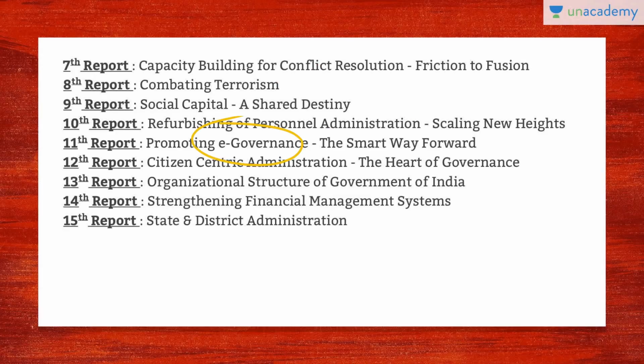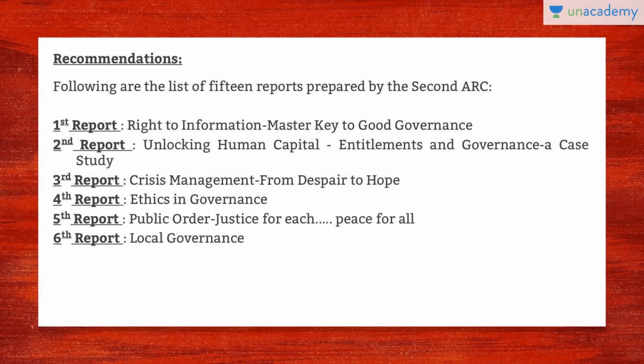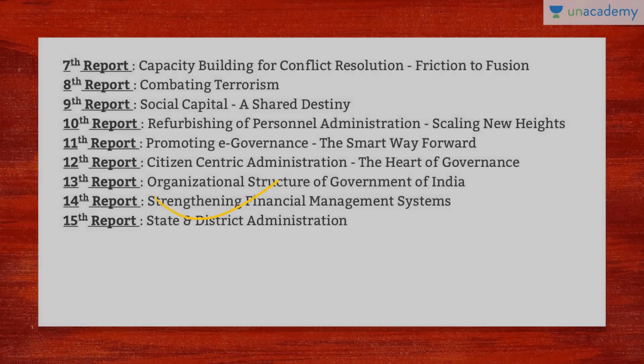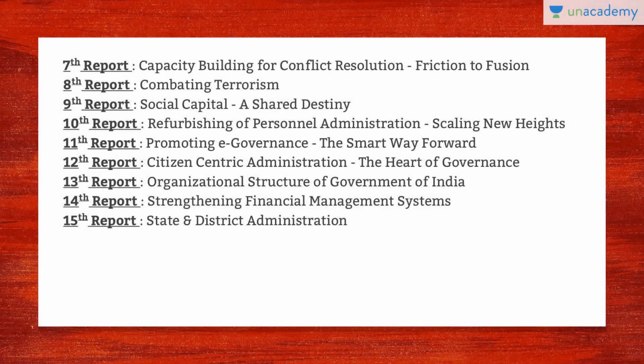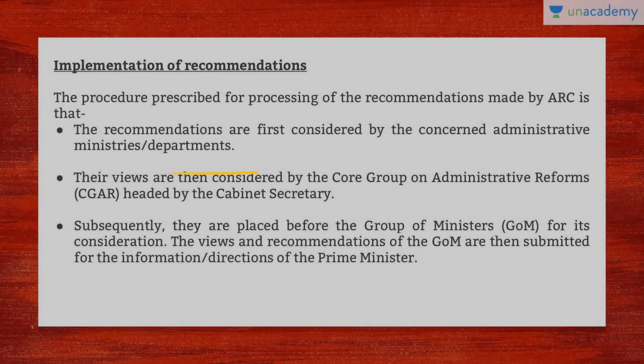11th is promoting e-governance, the smart way forward. 12th is citizen-centric administration. 13th is organizational structure of Government of India. 14th is strengthening financial management system. And 15th is state and district administration. So if you have to read just 3, I will say read the fourth report, ethics in governance, then read promoting e-governance, and the 11th and 12th. I will read 4, 11th and 12th.